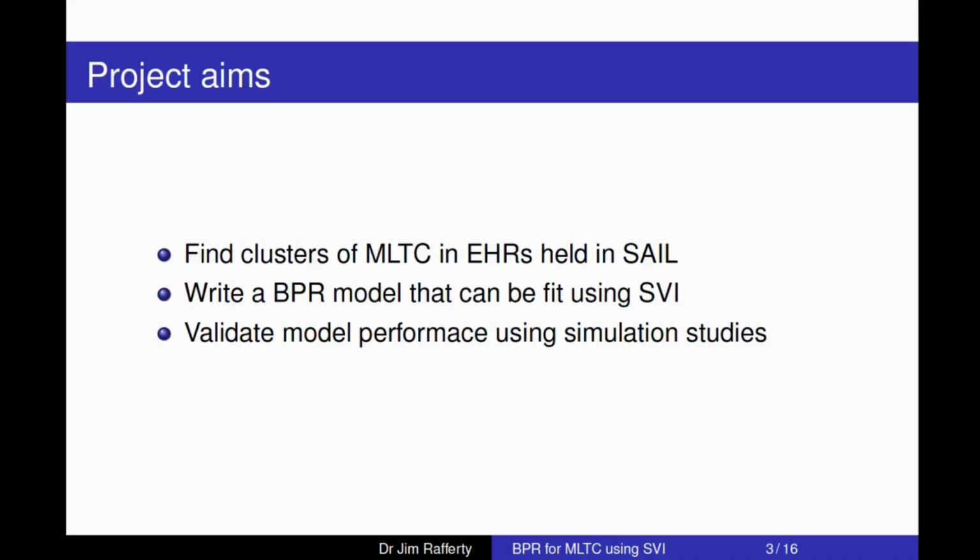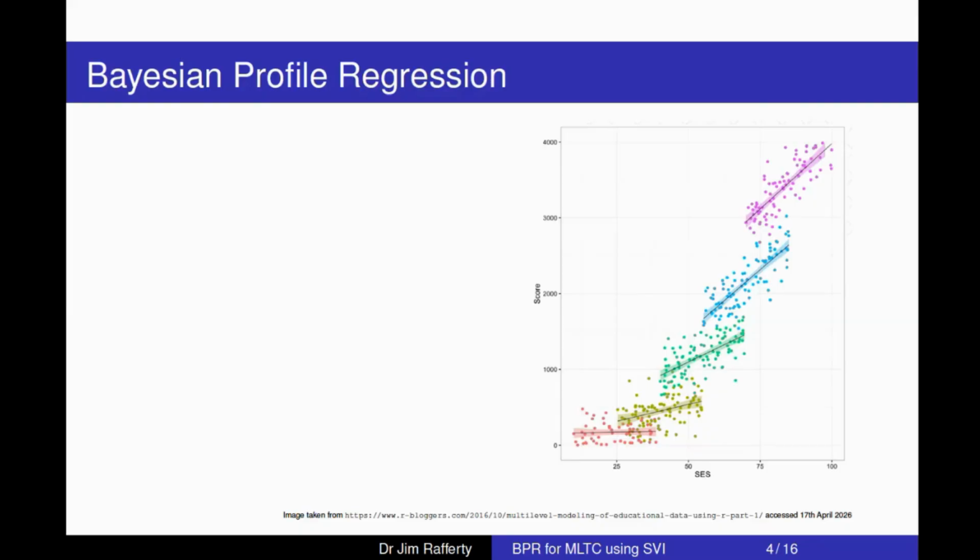There are broadly three sections to the talk. I'll describe the model and how it works, I'll describe the fitting method SVI, and then I'll present some results. Bayesian profile regression is a composite modeling framework. It consists of two model sectors. There are two ways to think about how those model sectors interact, and I will talk briefly about that.